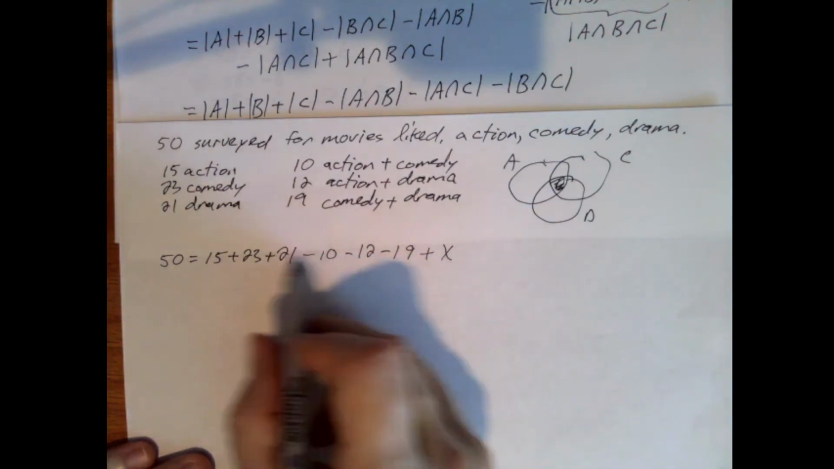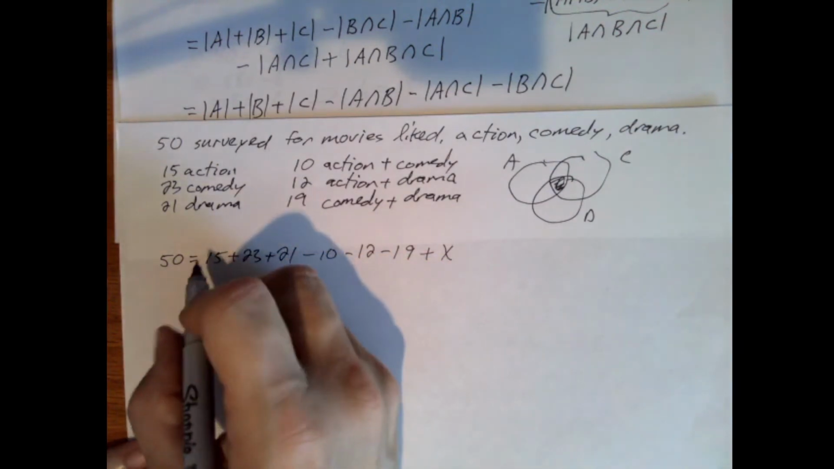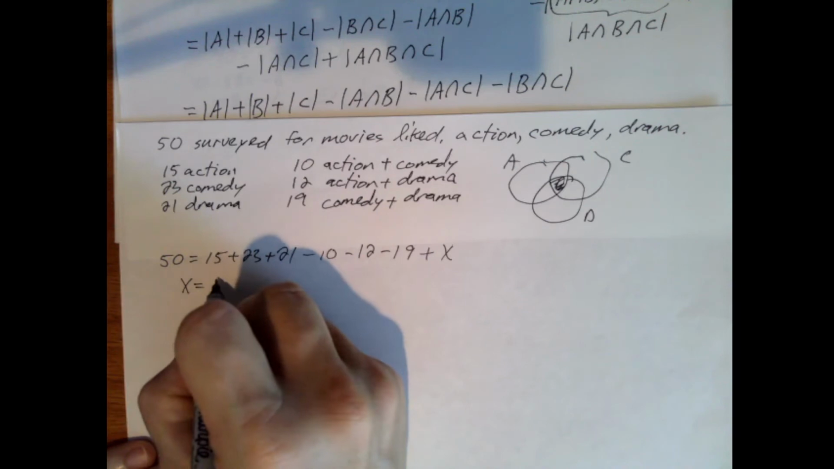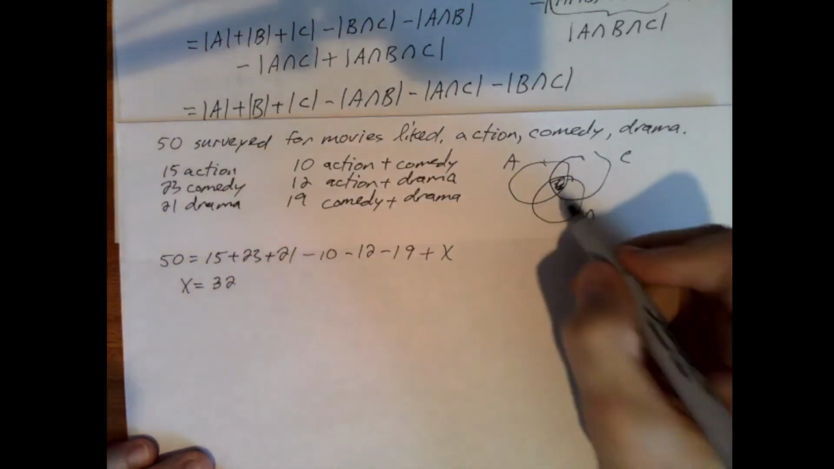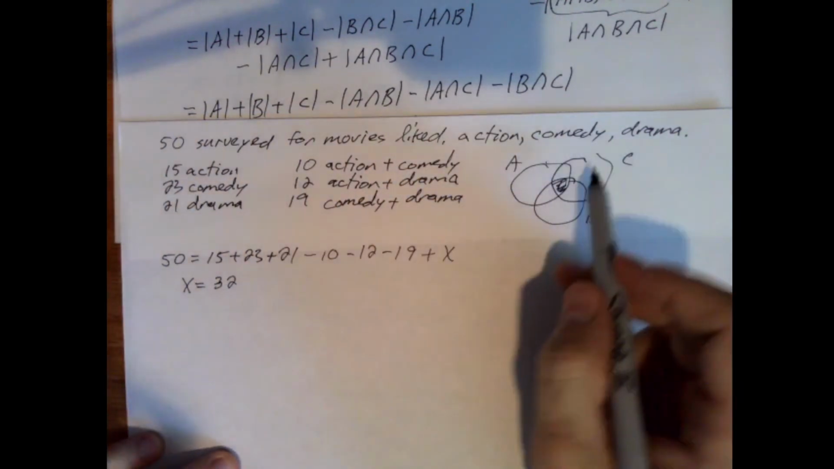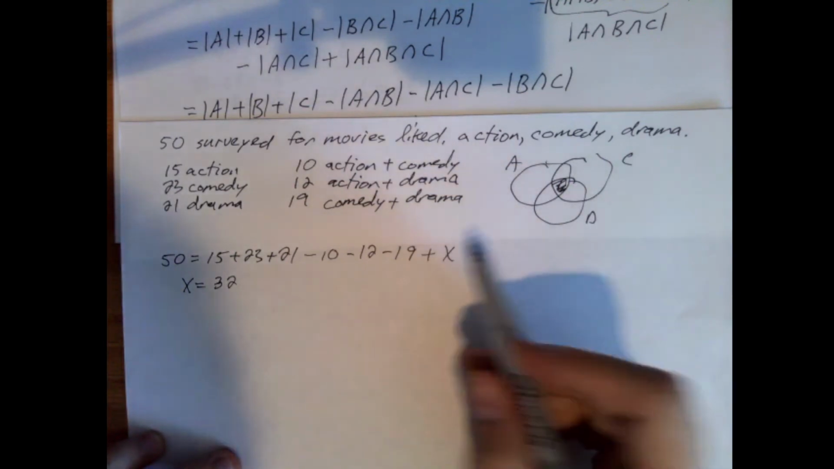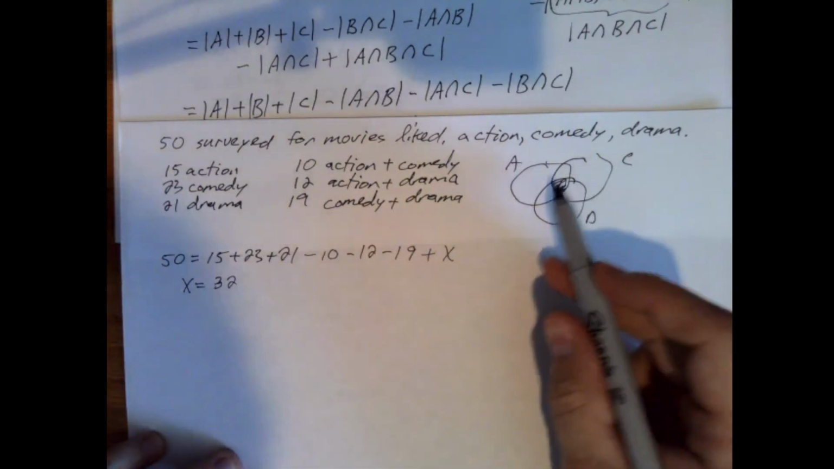So this right here, if you work this all out, we end up with X is 32 people. So it's actually rather large compared to the others. Okay, and just like before, this is one way of drawing it.